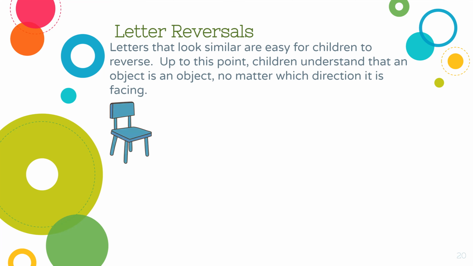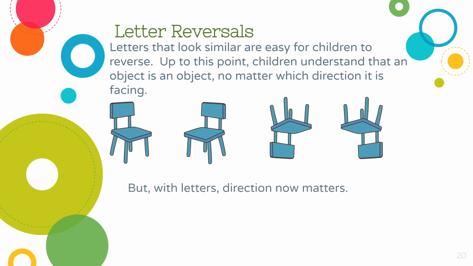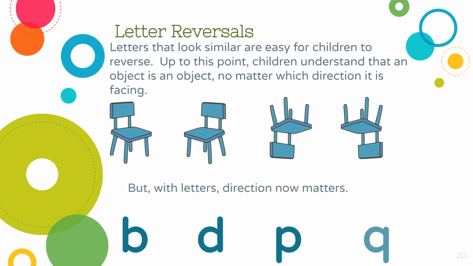So a chair is still a chair no matter whether you turn it around or flip it upside down. It's still a chair no matter which direction it is facing. But now with letters, direction matters. So a B, when it's flipped around, is now a D. If you turn it upside down, it can be a P, or flip it around again and it's a Q.